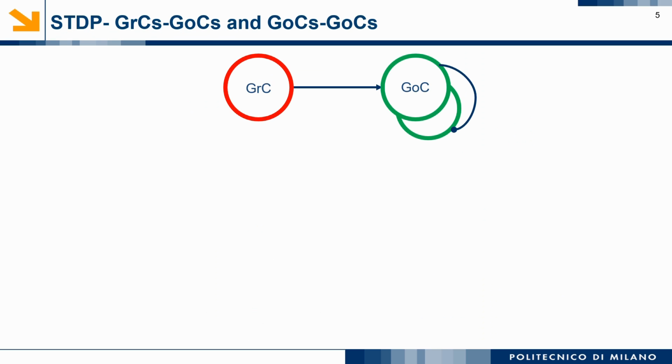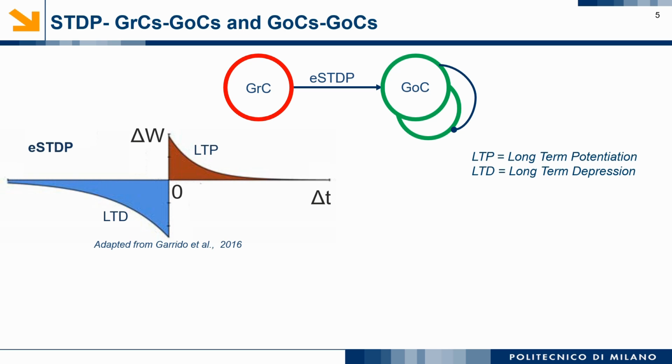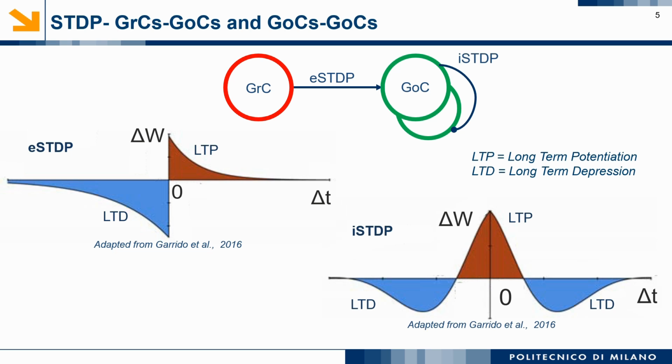For the plasticity, we focused on the spike timing dependent plasticity, or STDP, that updates the synaptic weight value according to the time difference between post and presynaptic spikes. In particular, we focused on the eSTDP that was already implemented in our simulator and the iSTDP that was not present in the simulator and was implemented by us.